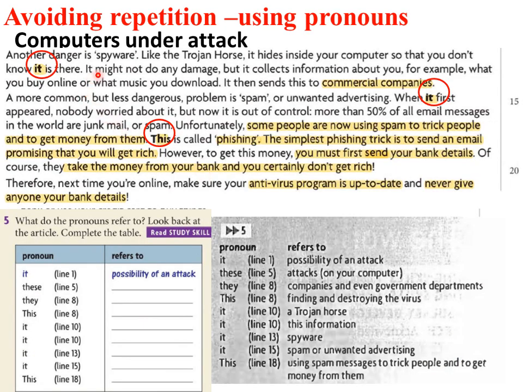As you read through the text, you will notice some pronouns highlighted in bold. For example, it here, and here, and this. And exercise 5 asks you, what do these pronouns refer to? For example, it in line 1 refers to the possibility of an attack, while this in line 18 refers to the use of spam messages to trick people and get money from them.